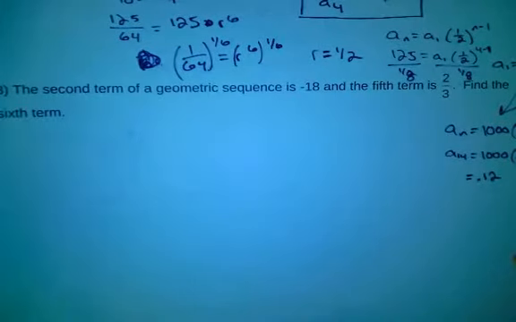So number 8's just like that one, right? Second term, and they got the 5th term, find the 6th term. Try number 8. It's just like that one.